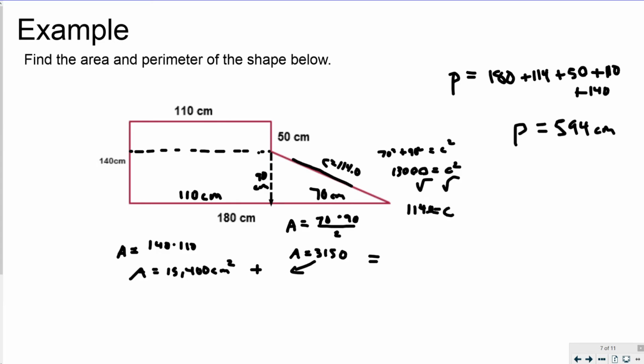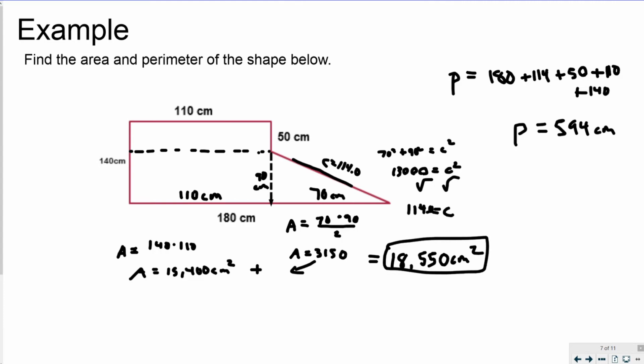And the total of 15,400 plus 3,150 is 18,550 centimeters squared.